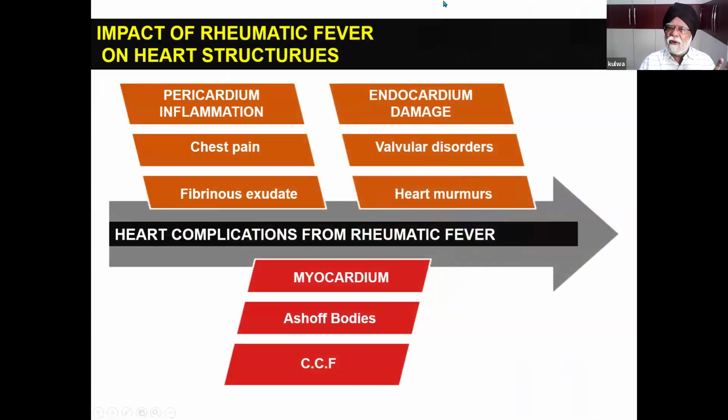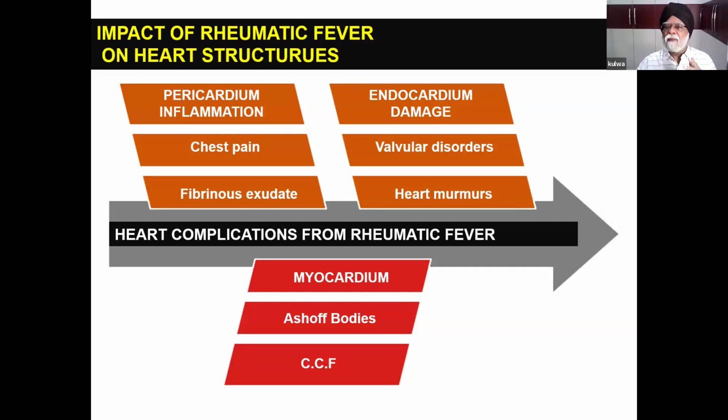What are the complications on the heart? See, there are three layers in the heart. As we know, the outermost layer is known as the pericardium, the middle layer is known as the myocardium, and the innermost layer is known as the endocardium. So it acts on the pericardium. It causes inflammation of the pericardium. This condition is known as pericarditis.